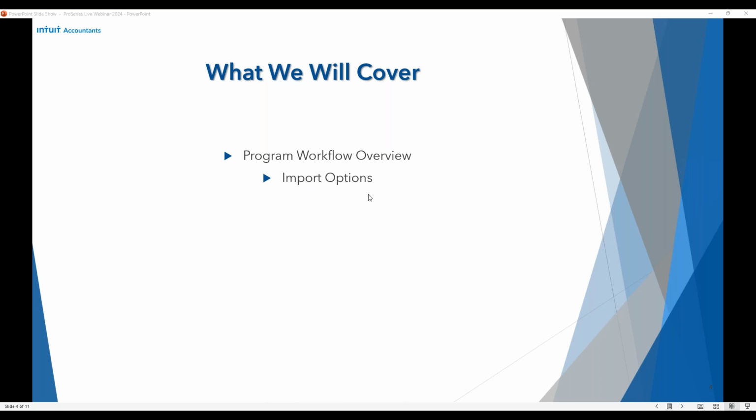I'm also going to talk about import options. There are different ways to get data from brokerage accounts, things like that. We're going to talk about tax planning. There are multiple tax planning tools built into ProSeries, so I want to show you what those are all about. We're going to talk about how to do electronic signatures. That's a really good component of the product.